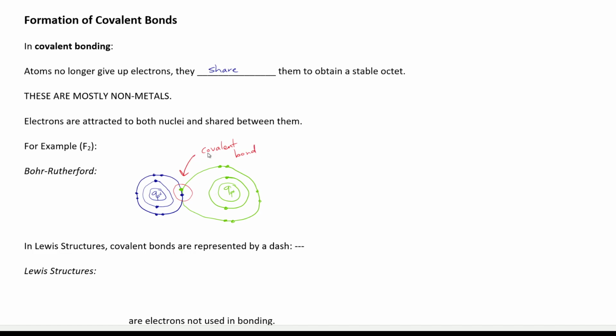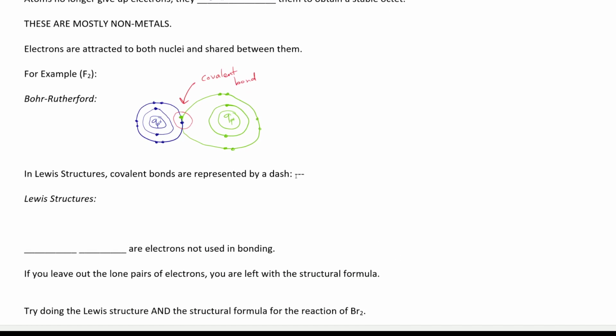Because they are co-sharing their valence electrons to complete their outer shells. As you can see now, this has a full outer shell, and this one has a full outer shell by virtue of them sharing their outer shell electrons. These are Bohr-Rutherford structures. They can be pretty cumbersome to draw, so we often just draw a Lewis structure.